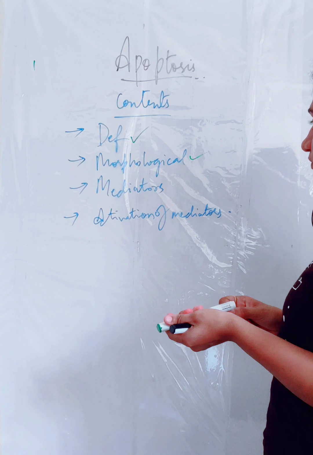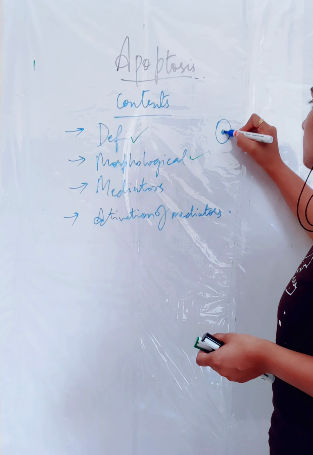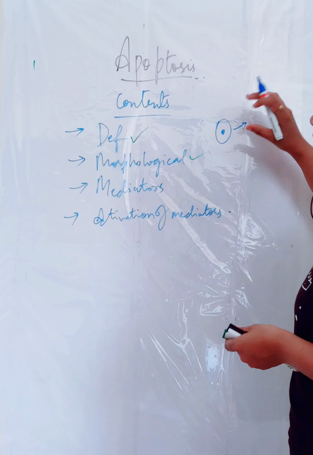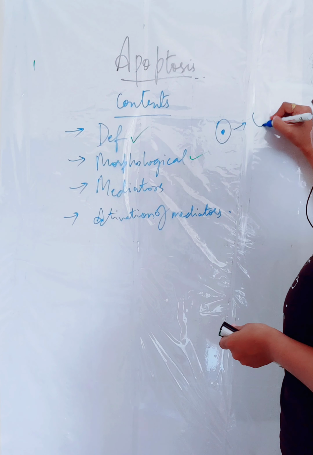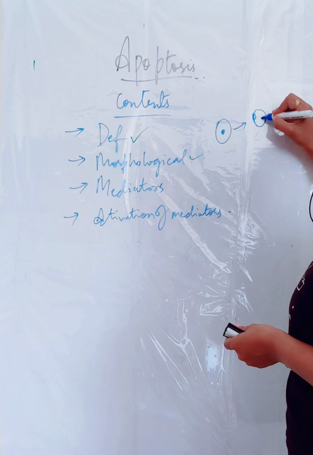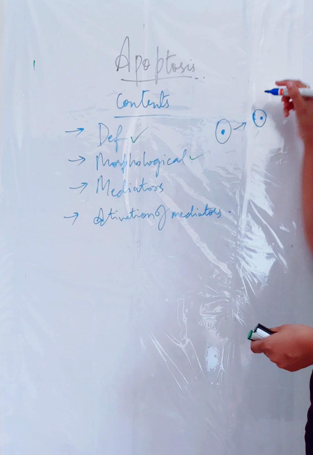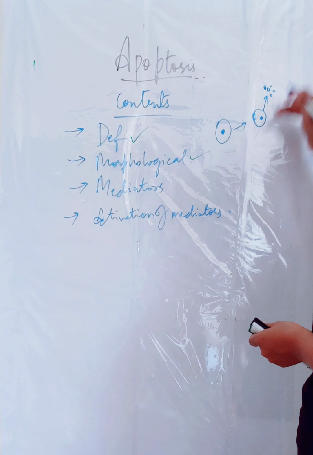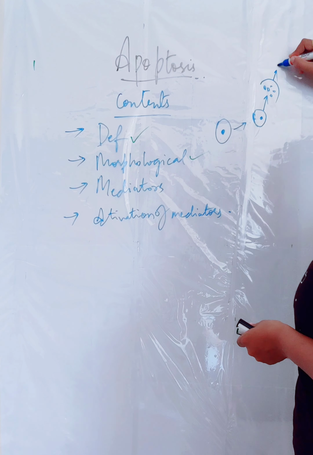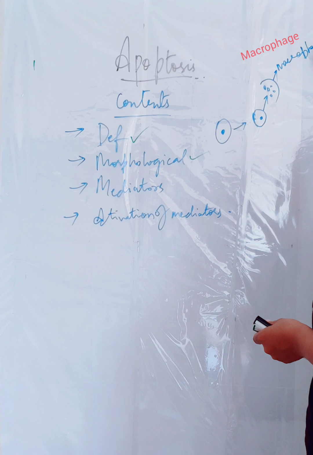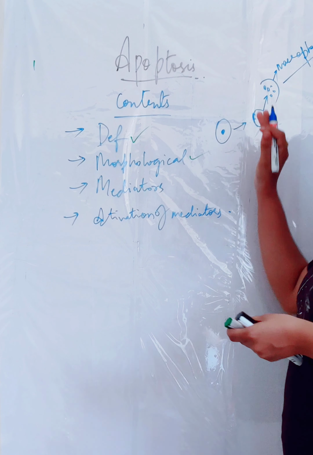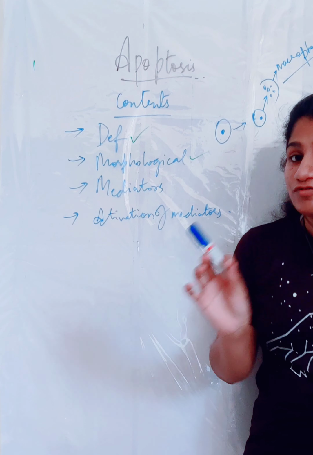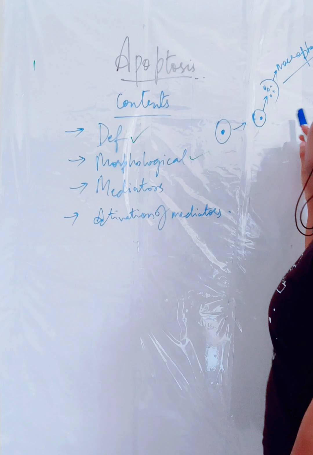Normally, this is a normal cell. Now this is under apoptosis. The first feature we'll see is the cell shrinks. The cell shrinks and the nucleus also shrinks, and the cell undergoes fragmentation, and this fragmented cell is taken up by the macrophage. The important point is that apoptosis is not followed by any inflammation. That is the highest point you should know.